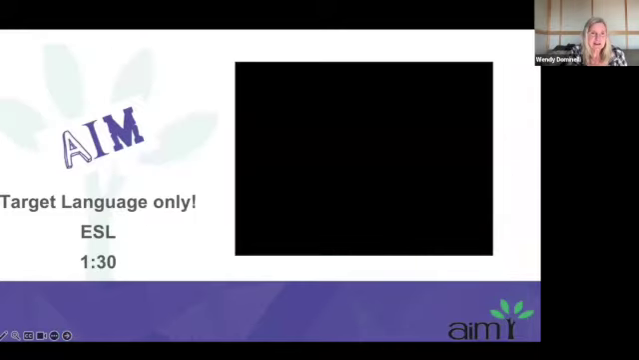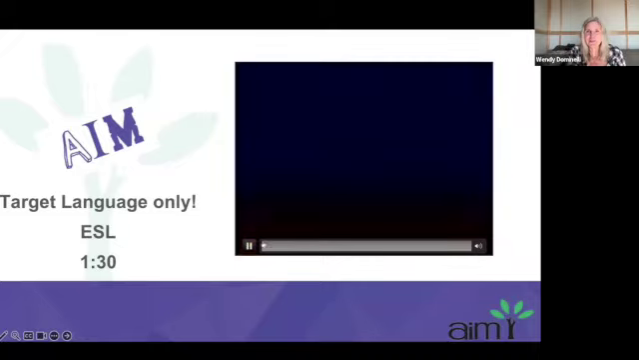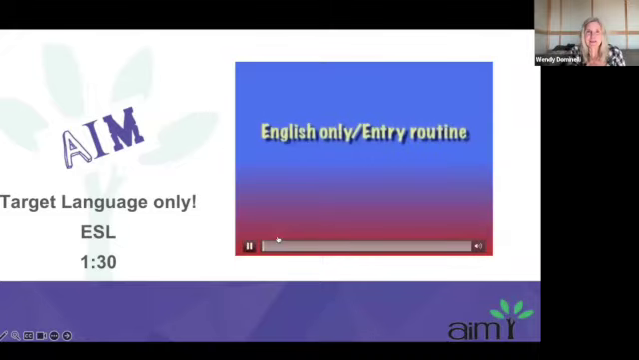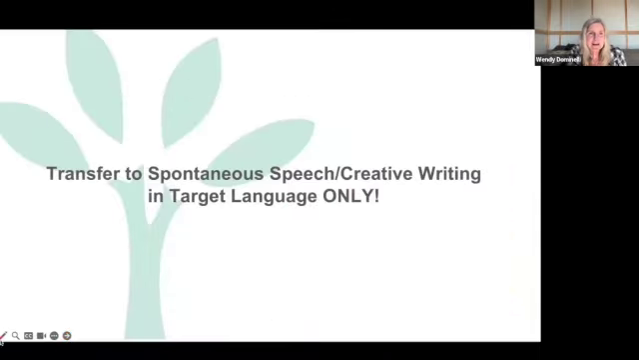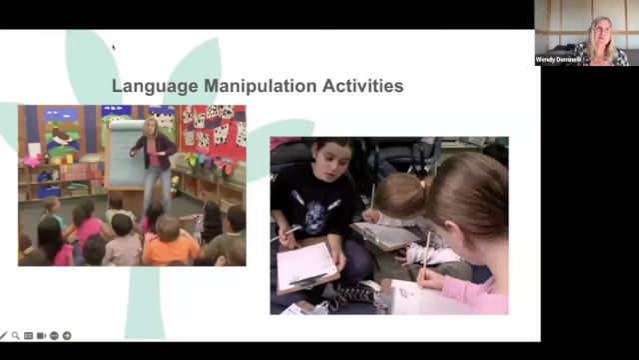All right, these are just some students interacting in the language in French. Oh, just one moment. That's not what I wanted to show there. Sorry about that. So the language manipulation activities that I mentioned are there to ensure that we keep stepping up the students in their ability to manipulate the language independently.